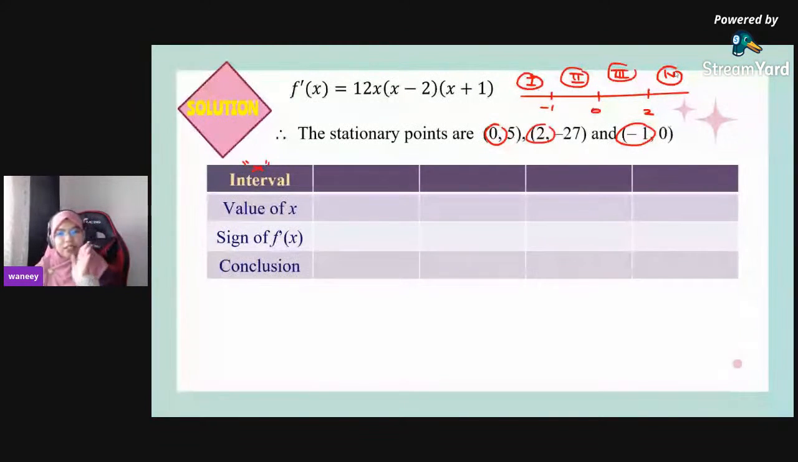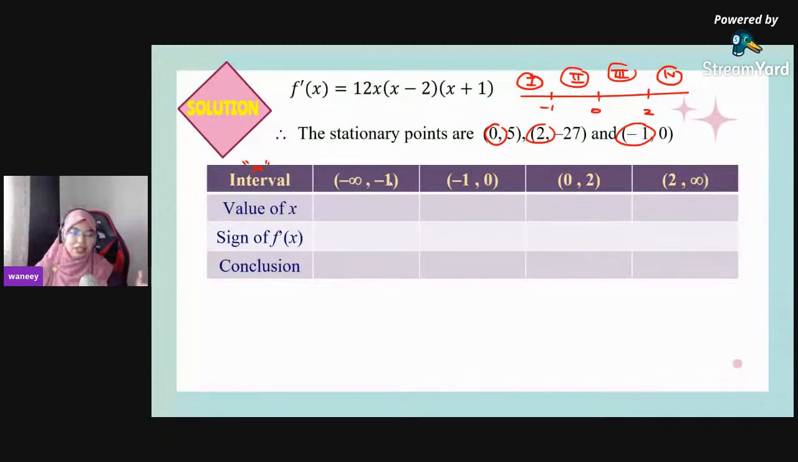So let us write down the interval first. So negative infinity, -1, -1, 0, 0, 2, 2, infinity. So now let us think a little bit. What is the number inside each of these intervals? For example, negative infinity until -1. What are the numbers that you know between negative infinity until -1? Any number will do, but it should be inside those intervals, of course. But you cannot take the end points. So that means you cannot choose -1, but you can choose something that is to the left of -1.